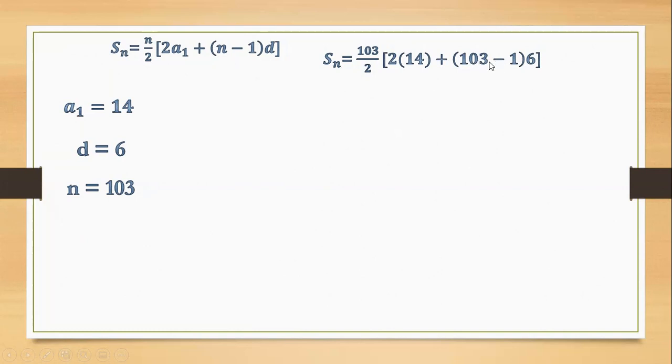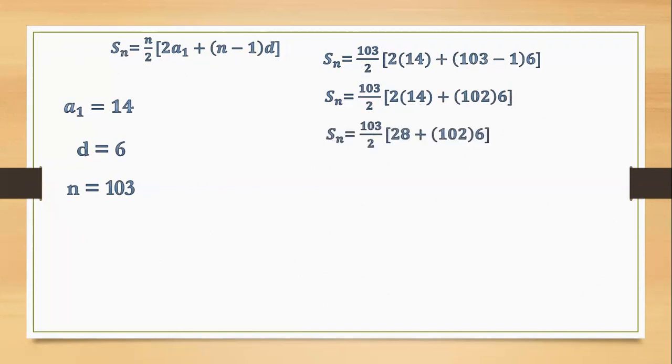The answer is 102. Just copy S sub n equals 103 over 2 times the quantity of 2 times 14, and also copy the 6 as the difference. Next, multiply 2 times 14. The answer is 28. So copy again: S sub n equals 103 over 2. Then the answer when we multiply 2 times 14 equals 28. Plus, just copy 102 times 6.